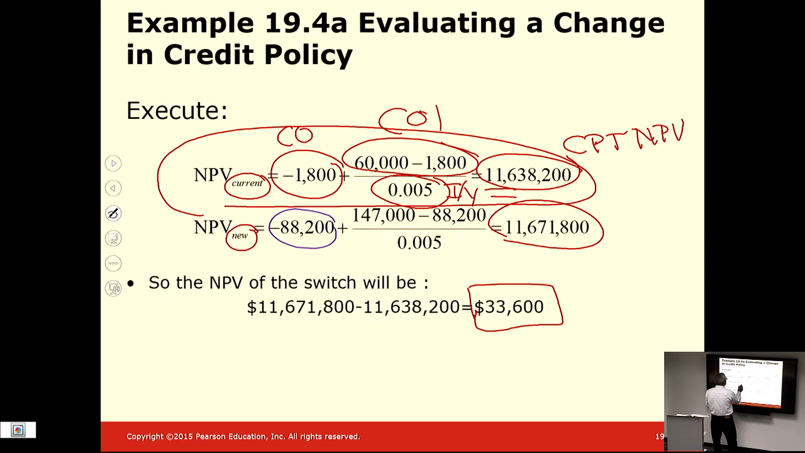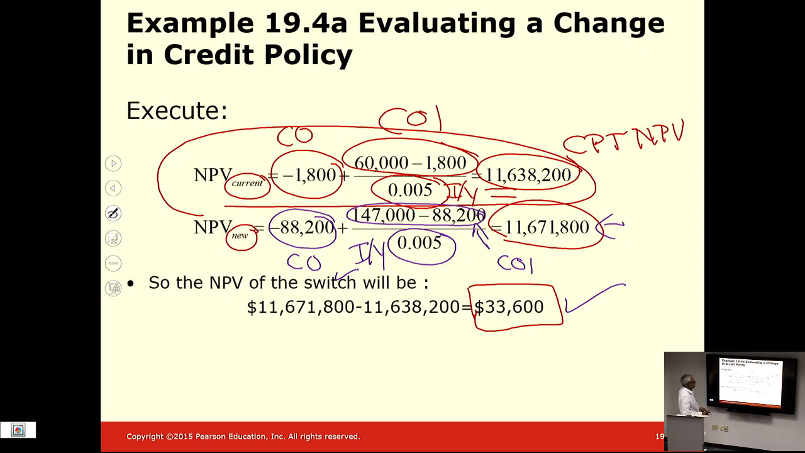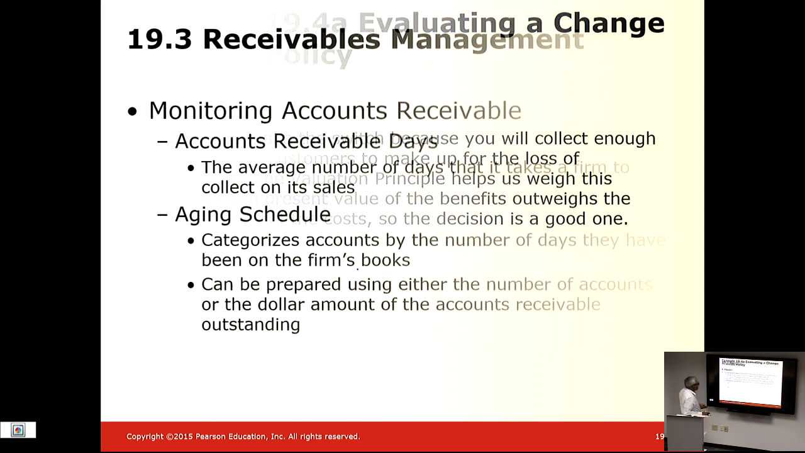So now this is my C0. This whole thing over here is my C1. This one is my IRR, and this is my new net present value. So over here, it would make sense to switch. It will make sense to switch the policy. Pretty straightforward and kind of repetition of the concepts and ideas that we have gone over before.